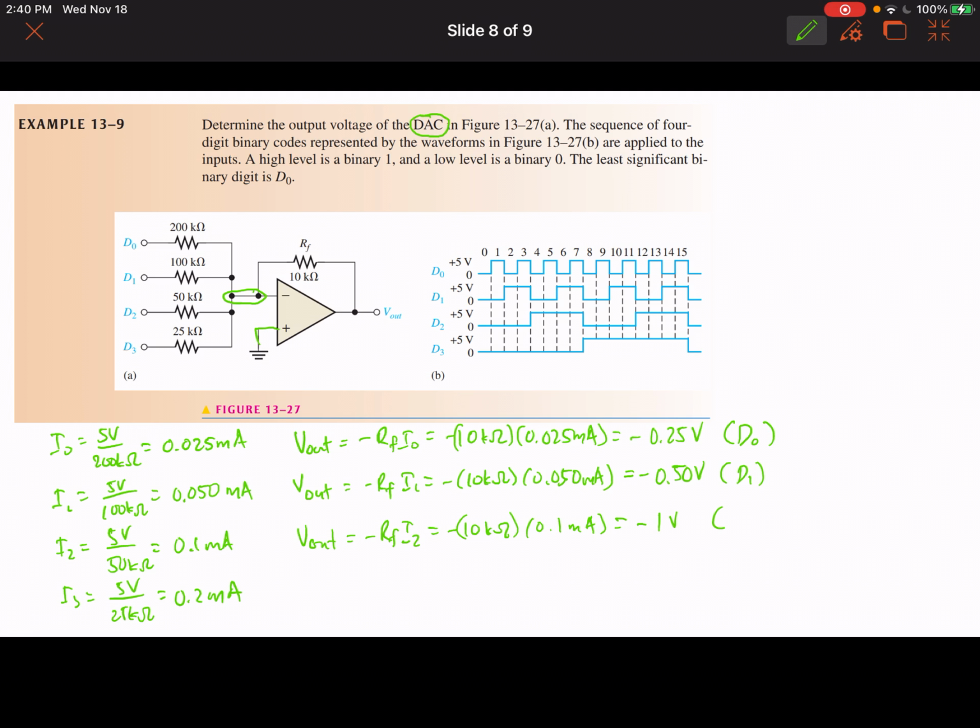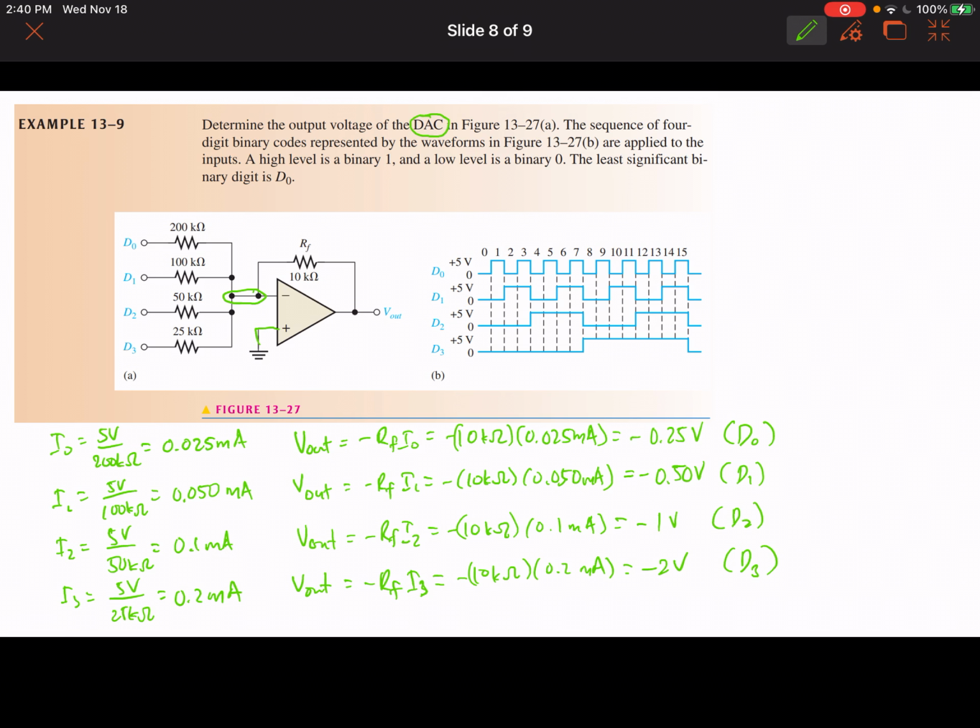Okay, and finally, if only D3 is fed the 5 volt signal, then we have negative RF times I3, the negative 10 kilo ohms times 0.2 milliamperes, negative 2 volts. So these will be the outputs if only individual inputs are given the 5 volt signals.